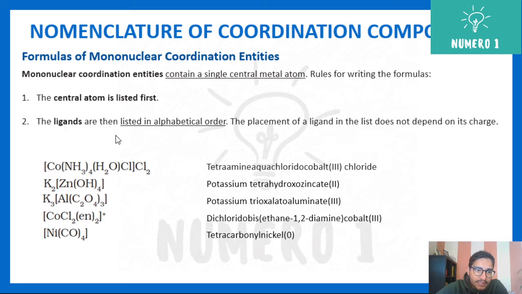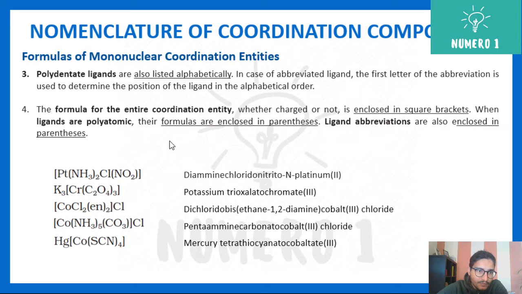Then the ligands are listed in alphabetical order. You can see here it is ammonia, then aqua, that is water, then chloride. So they are always listed in alphabetical order. The placement of a ligand in the list does not depend on its charge. It doesn't matter if it is neutral or negatively charged; what matters is the alphabetical order.